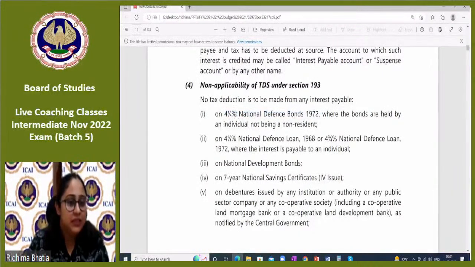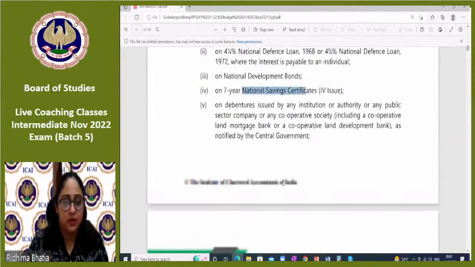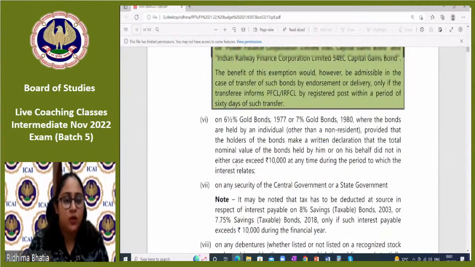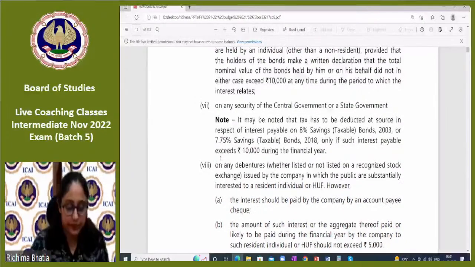Whenever it is written, this is the interest rate which you get. Okay. So on this interest, no TDS would be deducted. 4% national defense bond, no TDS would be deducted. National development bonds, no TDS would be deducted. National savings certificates, no TDS would be deducted. All of these gold bonds, no TDS would be deducted. Now, what all are the common ones? Let me discuss that.